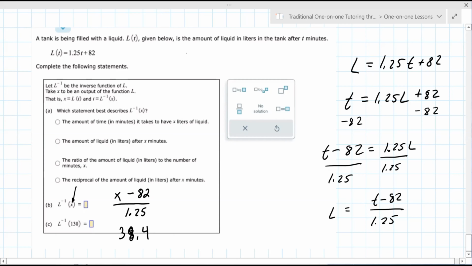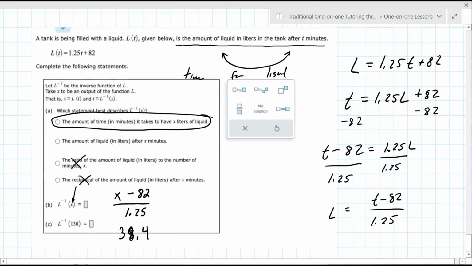So for part A, you go back to the units here. It says it's the amount of liquid in liters in the tank after T minutes, and you just switch them. So it's time for a liquid, going backwards. So it's never the ratio, it's not the reciprocal. I could see it down to two answers, and the order matters. So time, which is the first one.